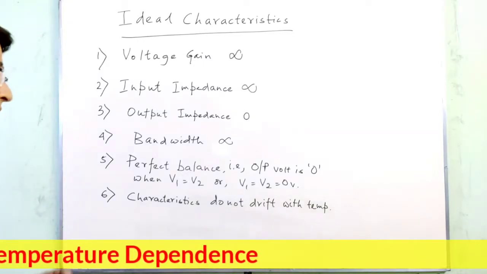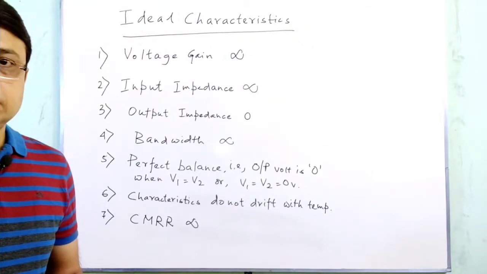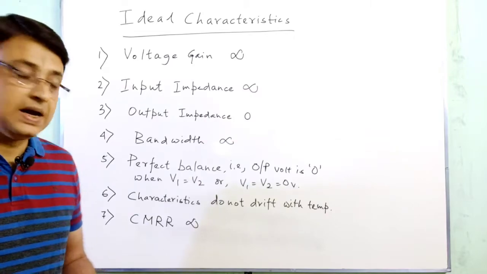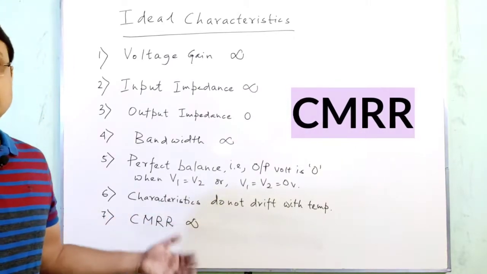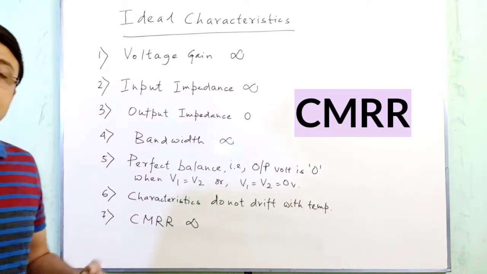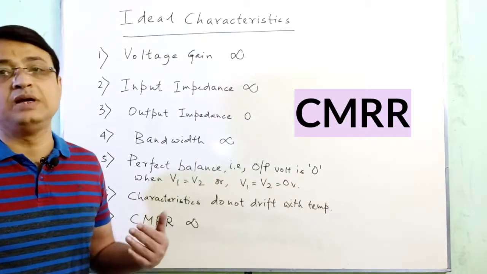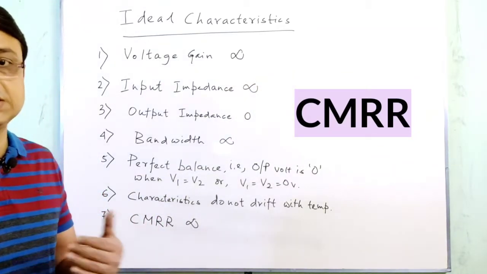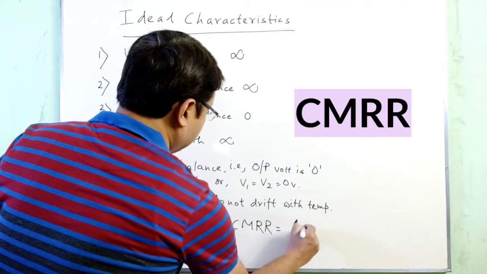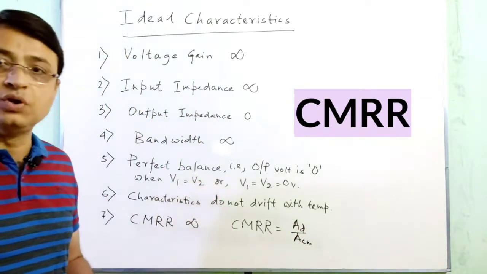It tells us that characteristics do not drift with temperature of an ideal op-amp. Now the 7th point is also an important parameter for an op-amp, and it is the common mode rejection ratio, that is in short CMRR. And for an ideal op-amp, the value of the CMRR is infinity. It means that it will reject the common mode voltage gain. Now CMRR equals AD by ACM, where AD is the differential voltage gain.